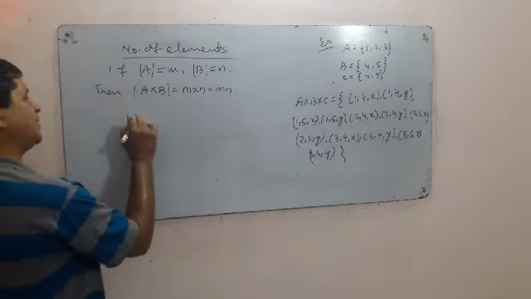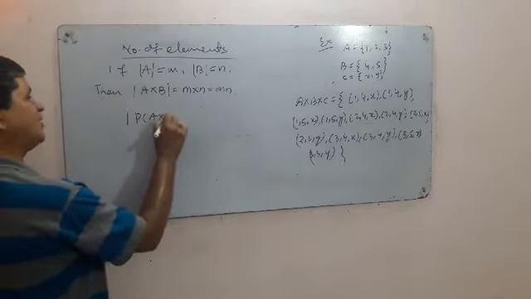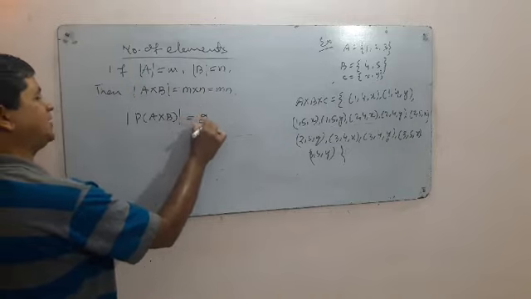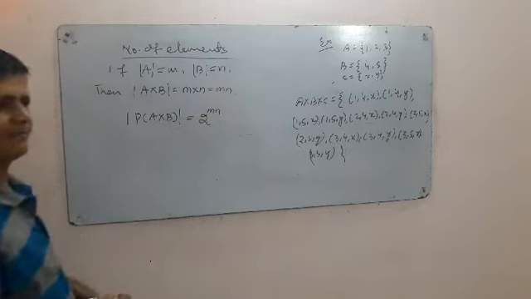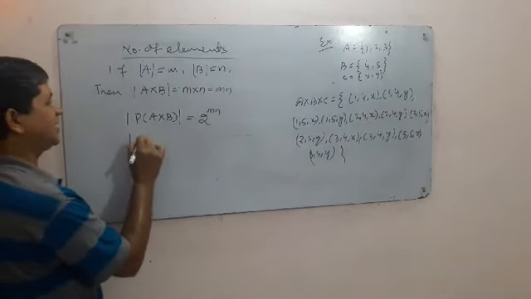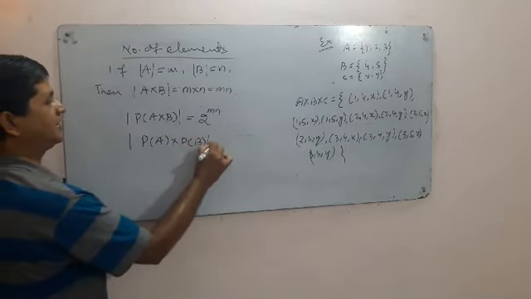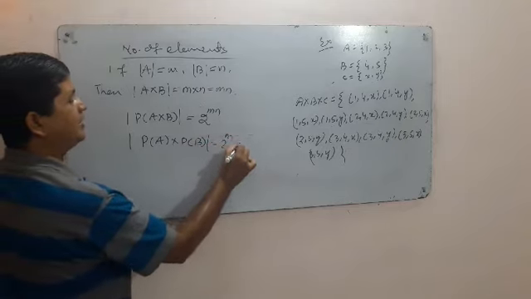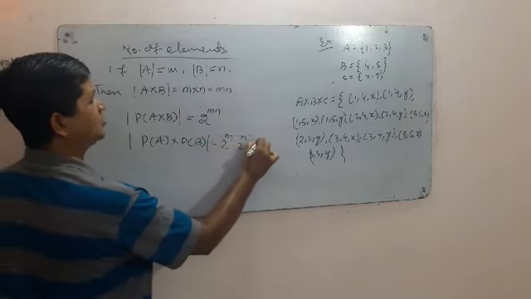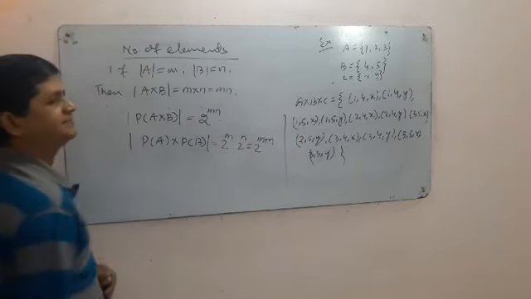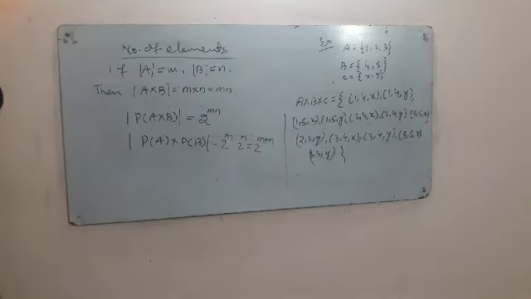Then what is the cardinality of the power set of A cross B? The power set of A cross B has cardinality 2 to the power mn. Next, what is the cardinality of the power set of A cross the power set of B? That is 2 to the power m into 2 to the power n, which is 2 to the power m plus n. This is the number of elements present in a product of two sets.